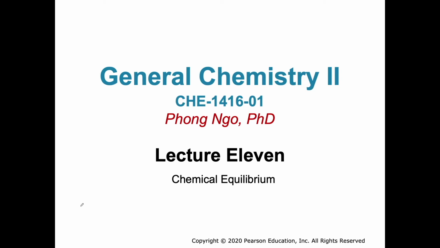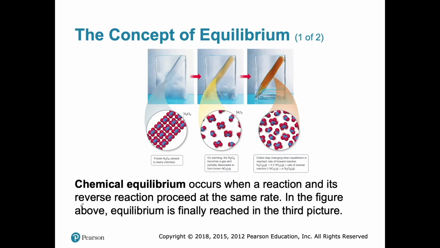And so the basis of the next few chapters is describing to you all the situations, which is most of them, where you don't have 100% conversion of the reactants to the products. So we call that chemical equilibrium. Chemical equilibrium occurs when a reaction and its reverse reaction proceed at the same rate. In the figure above, the equilibrium is finally reached in the third picture.